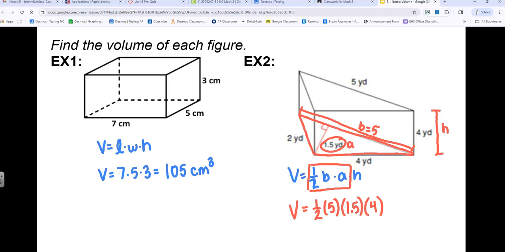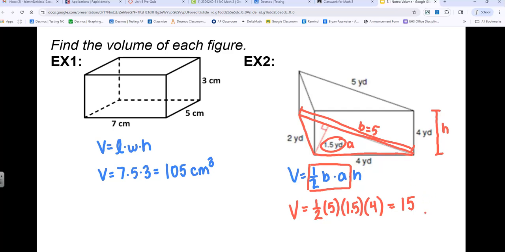Whatever the height of your prism is, it's not in your base. Think of, in this case, your triangle is on the bottom, right? Think of it as how high it is sitting up off of the table. So, if we just type that in, 1/2 times 5 times 1.5 times 4 is going to give you 15. I'm just typing that into the calculator. You could use Desmos there.